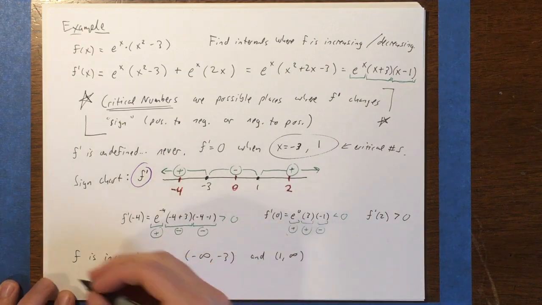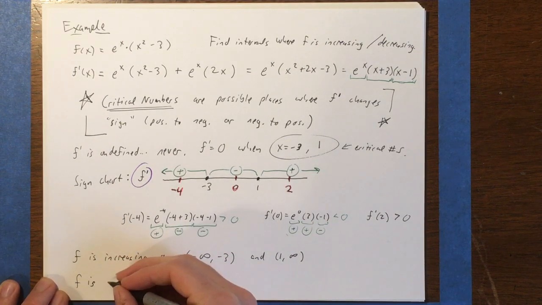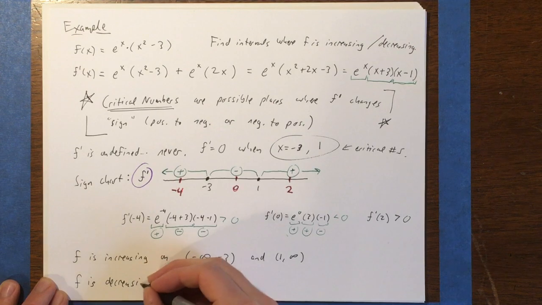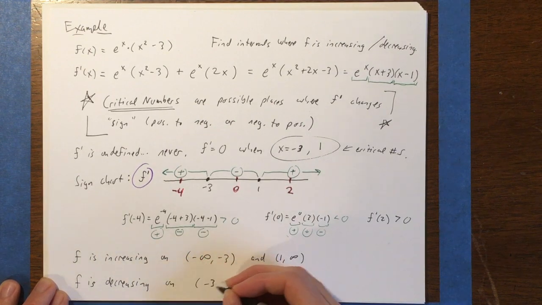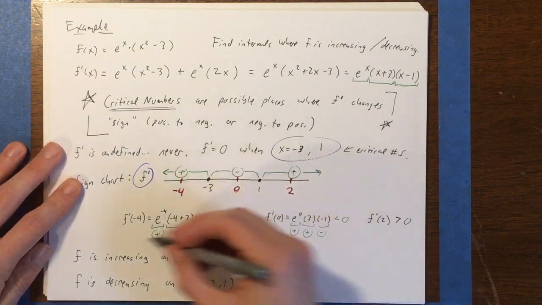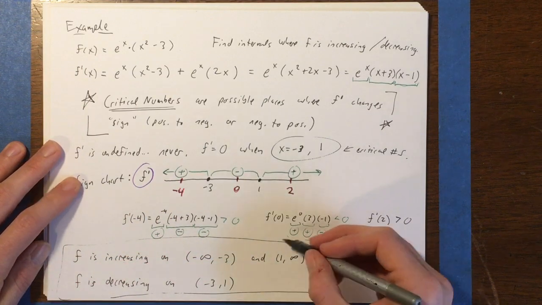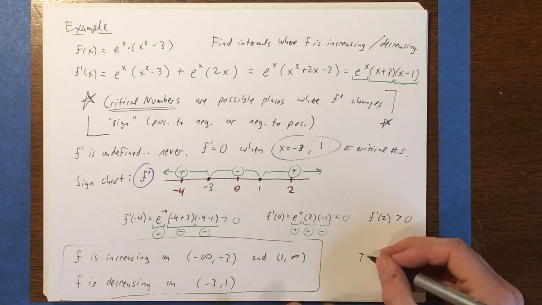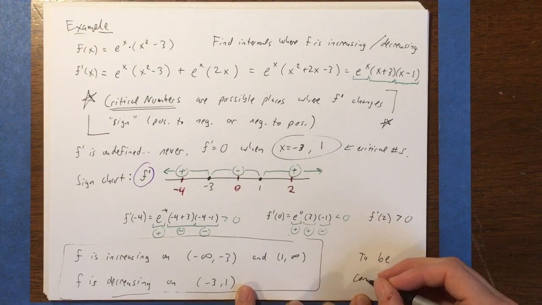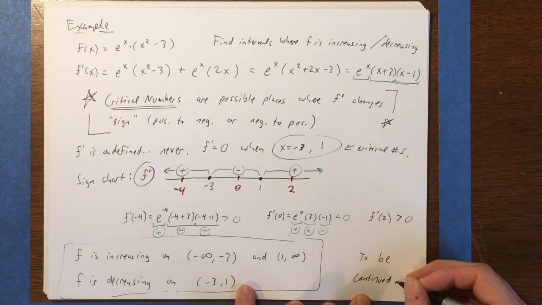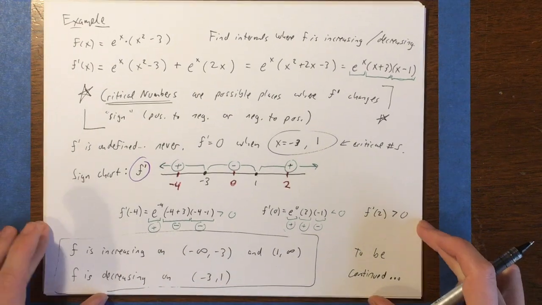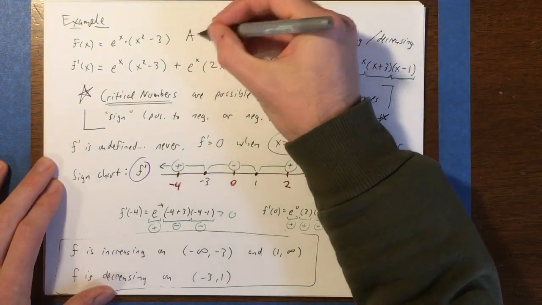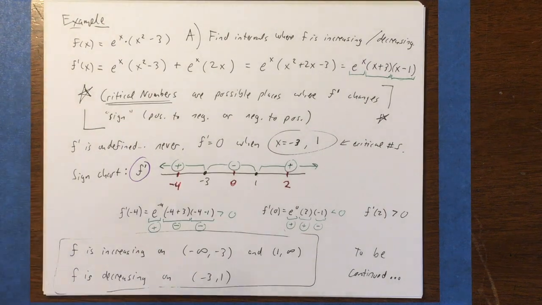So we concluded where it's increasing, and then we conclude it's decreasing on the interval from -3 to 1. And that's it for this particular part. We're actually going to come back to this example in a future video, so I'm going to write to be continued over here. There's something else we're going to do with this example, but for now we have done the first part, which I guess we could call part A: find intervals where f is increasing and decreasing. We've done that.